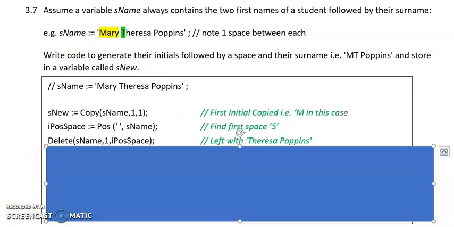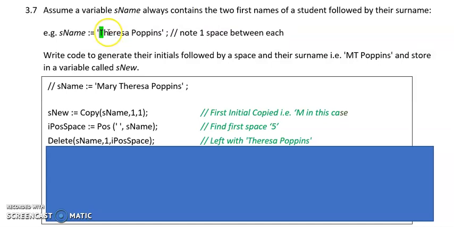Now that I've got the M in Mary, I'm really not interested in everything about Mary, shame. So I want to just delete that. I found the position of the first space, and remember, that's what pos does. It finds the position of the first space, not the second space; it's not capable of doing that. So that was a 5, and it says delete from position 1, 5 characters. So it takes out the M, the A, the R, and the Y.